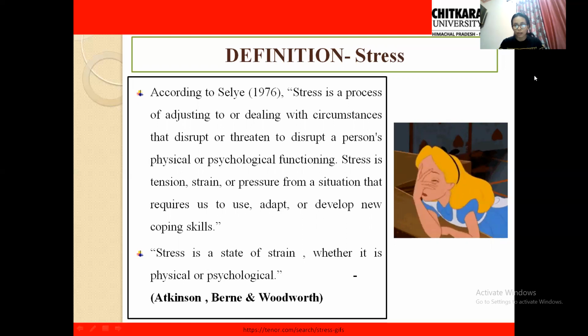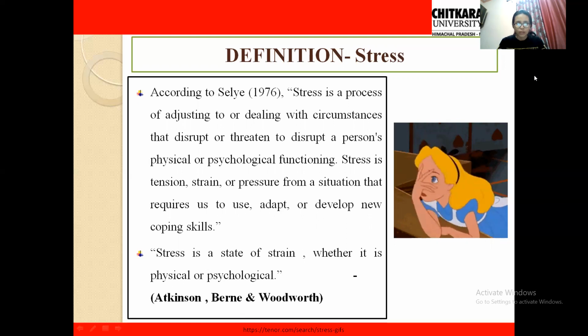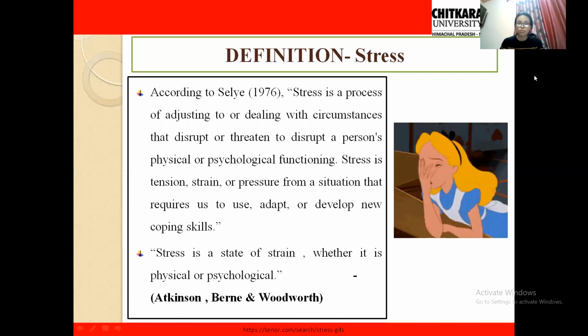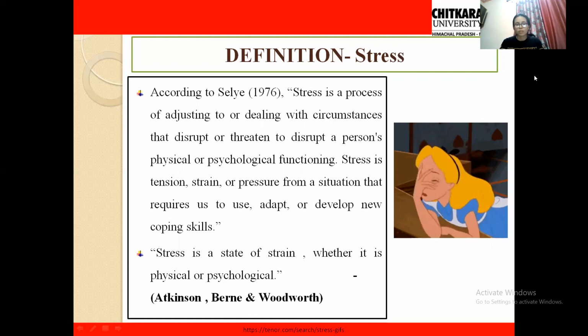Similarly, I will feel fear, I will feel frightened, and I will feel conflict with that particular dog also, then automatically stress will arise. So stress is a kind of strain or tension or a pressure from a particular situation that requires us to adapt, or to develop new coping skills to cope with that particular stress.